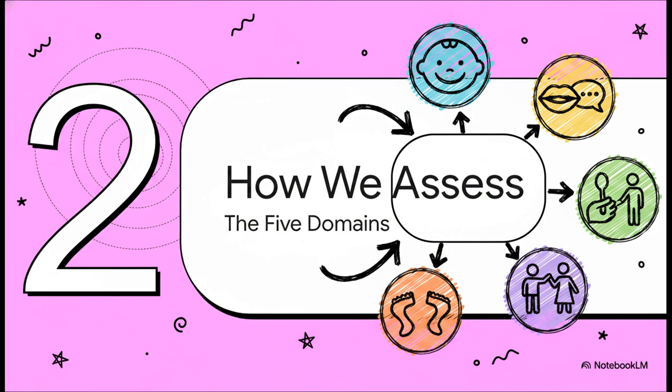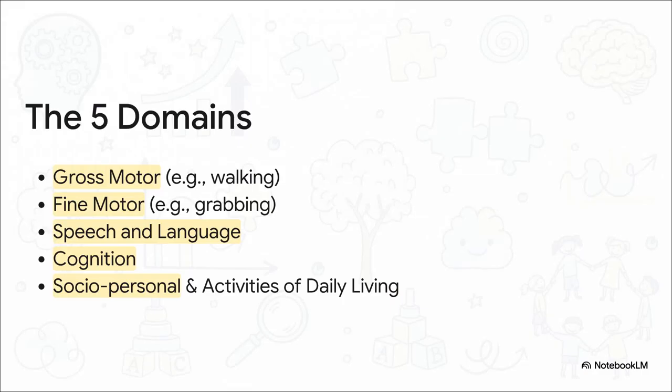Okay, so we've said that GDD is a delay in at least two developmental domains. But what are these domains exactly? Let's break down the 5 key areas we use to assess a child's development and get a full picture of how they're doing. So here they are, the big 5. Gross motor skills are all about the large muscles. Think sitting up, crawling, walking.